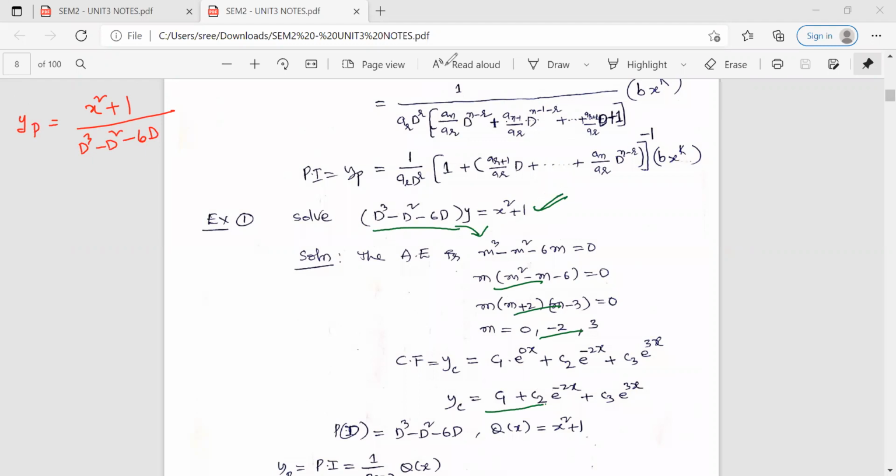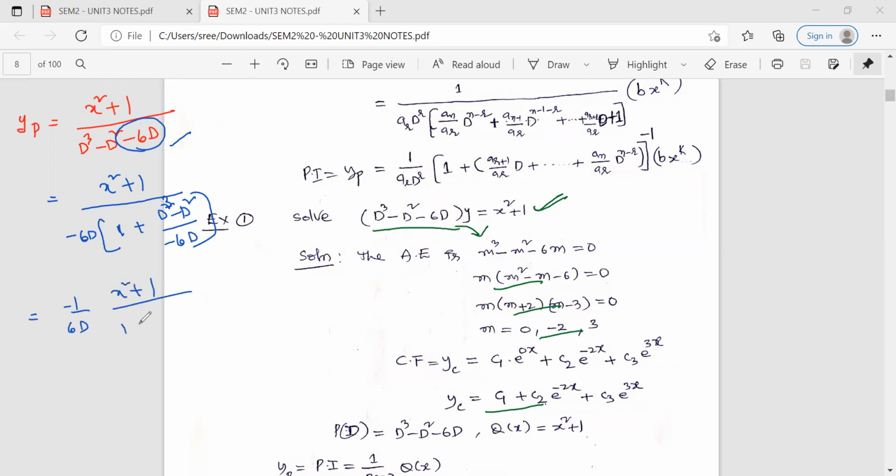What is the first rule to find yp? If q of x is in algebraic form, we should keep 1 in the constant place. But here we have minus 6d. So I take minus 6d as common. So I get 1 here, and in the remaining place we get d cube minus d square by minus 6d. Now I simplify in the denominator. I get 1 plus d by 6 minus d squared by 6. Is it correct or not? See, check once.